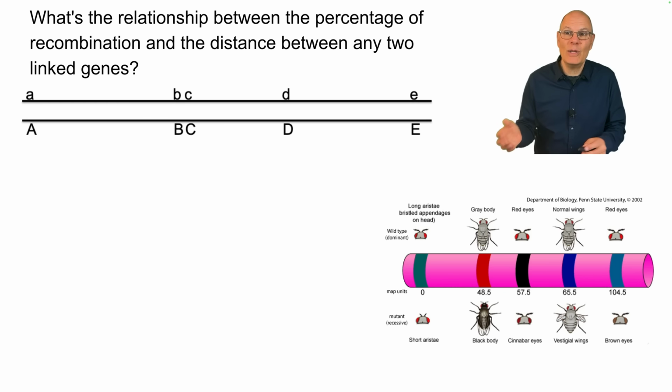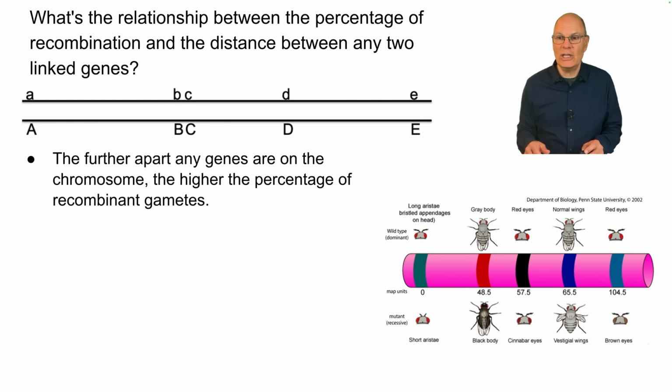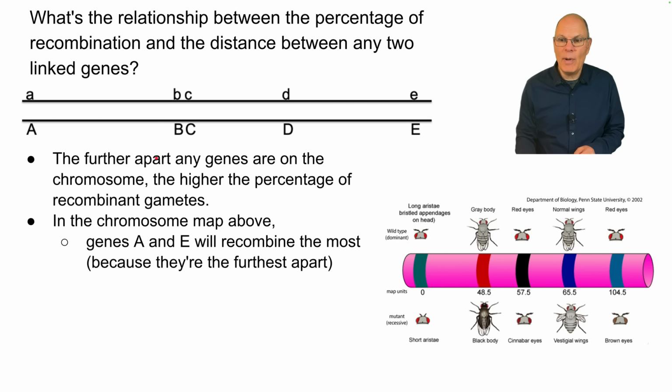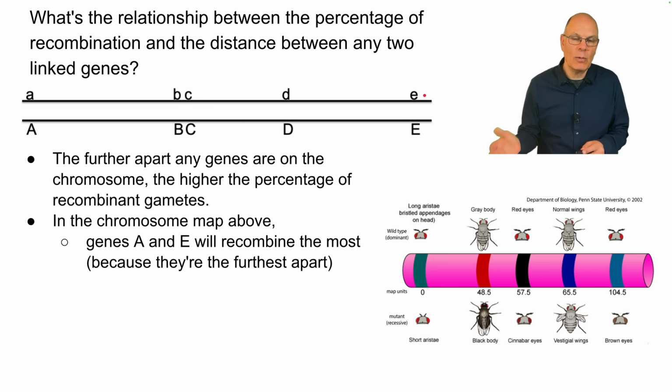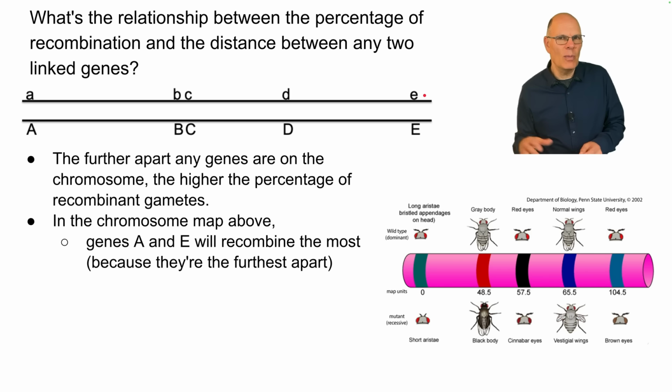What's the relationship between the percentage of recombination and the distance between any 2 linked genes? The further apart any genes are on the chromosome, the higher the percentage of recombinant gametes. In the chromosome map above, genes A and E will recombine the most because they're the furthest apart. In other words, there can be crossing over here, over here, over here, and all of those will get little e to jump over here and big E to jump over here. That's going to look like recombination. That's going to actually almost look like independent assortment because they're so far away.